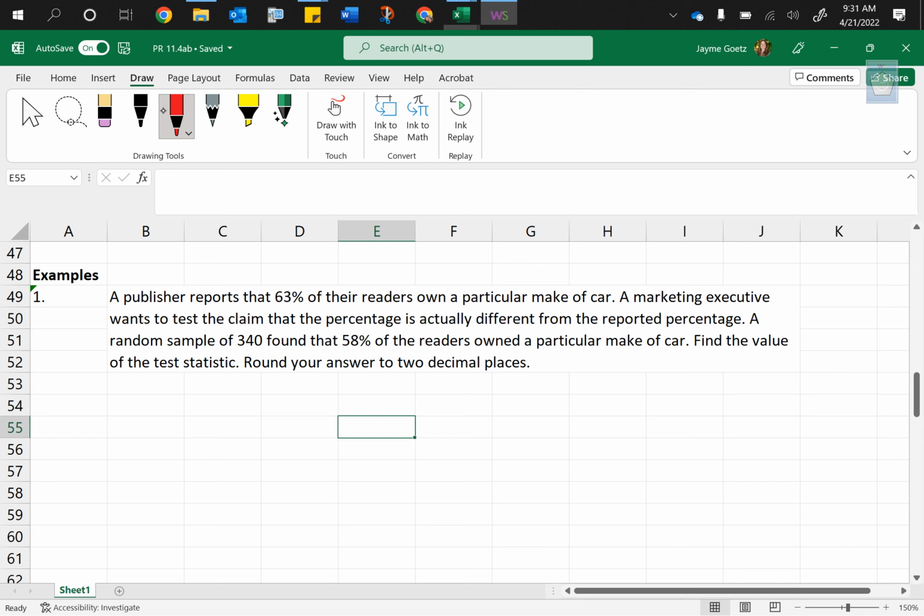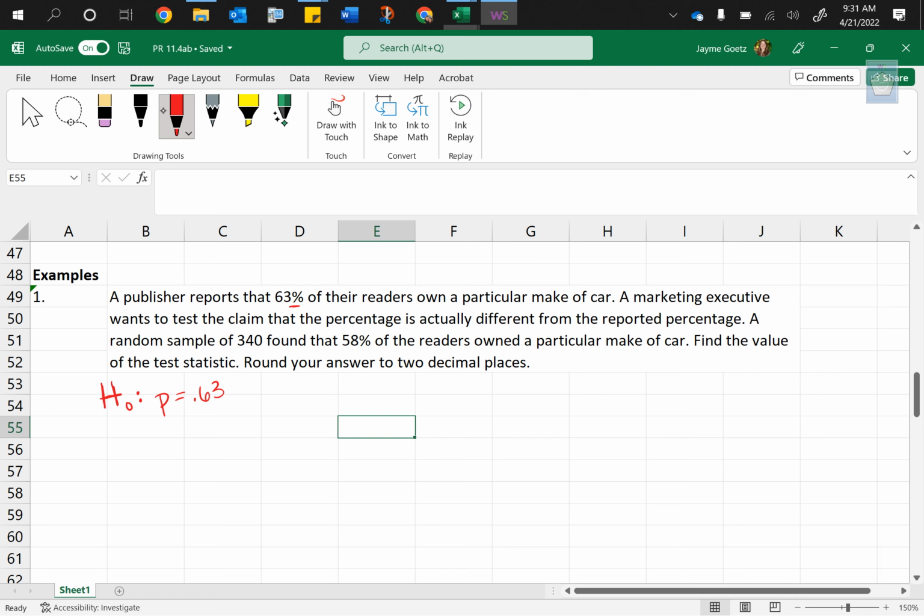So, let's write down all of the information that they gave us. First of all, they said a publisher reports that 63% of their readers own a particular make of car. So that means my null hypothesis, and here we see percent, is that my proportion is equal to 0.63. That's what they're telling us. That's what they're reporting. Okay?